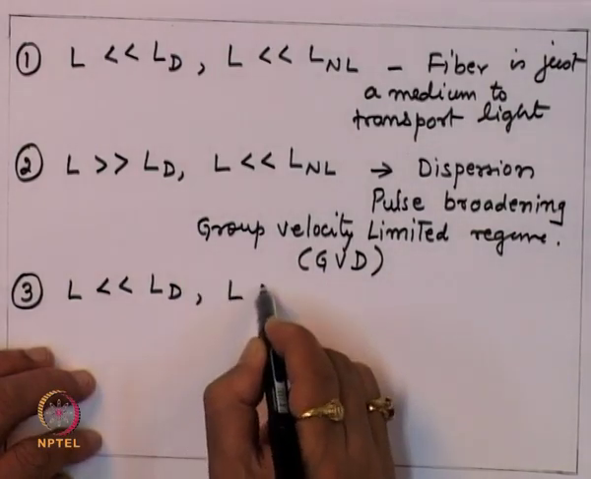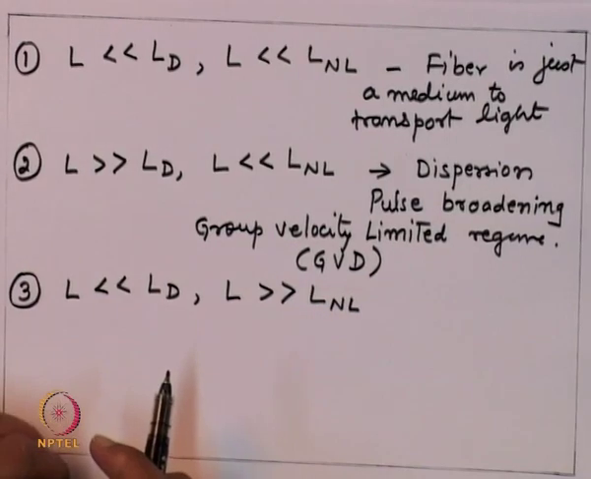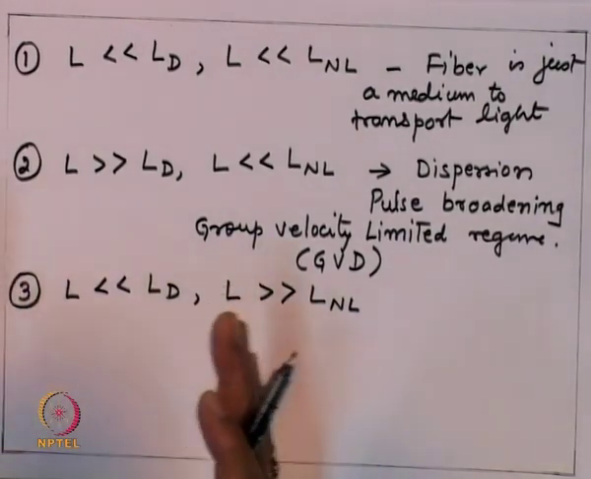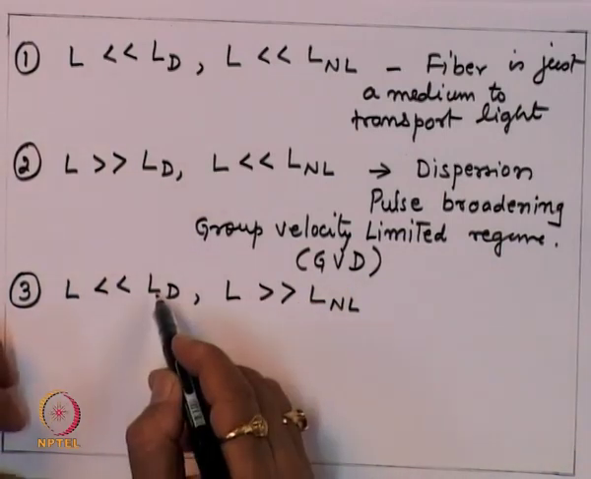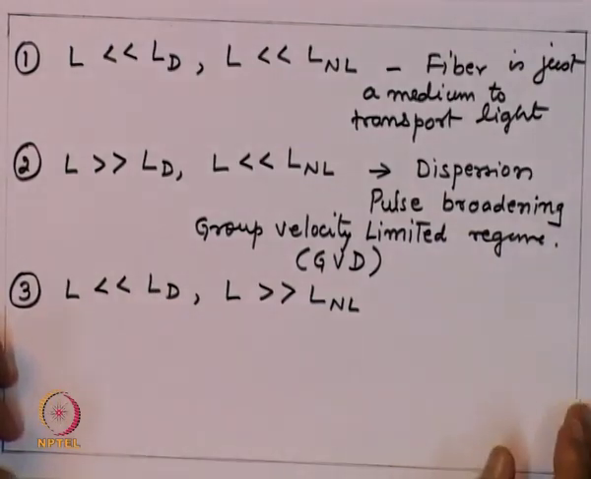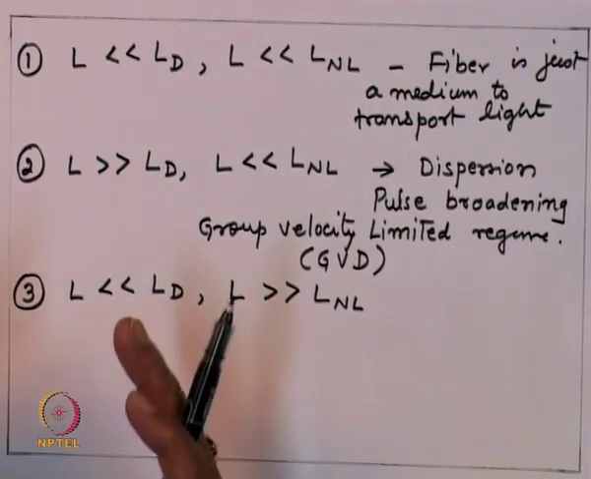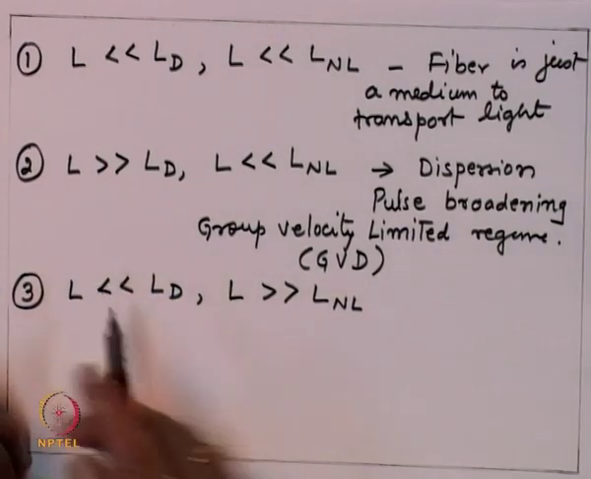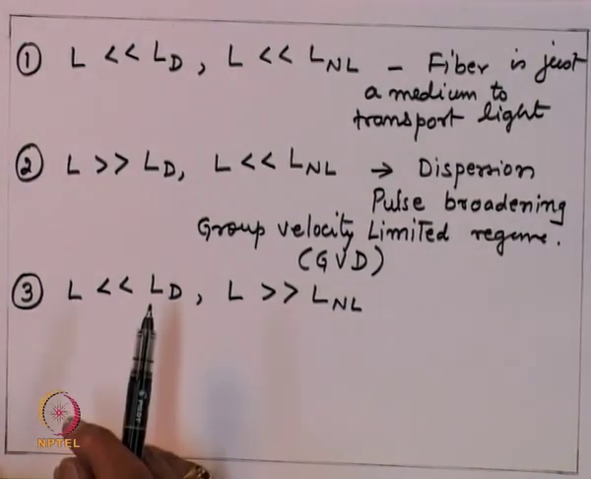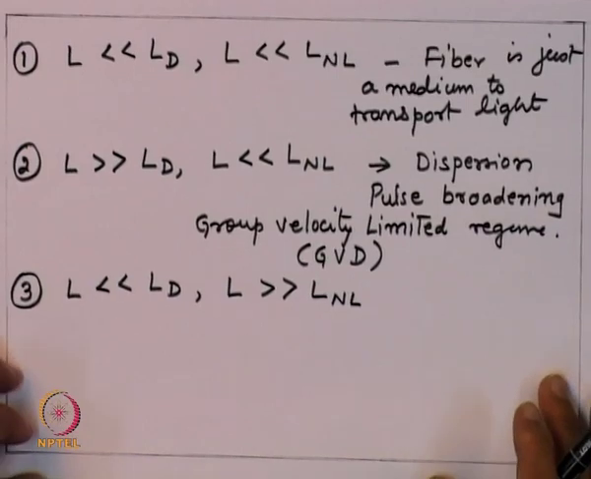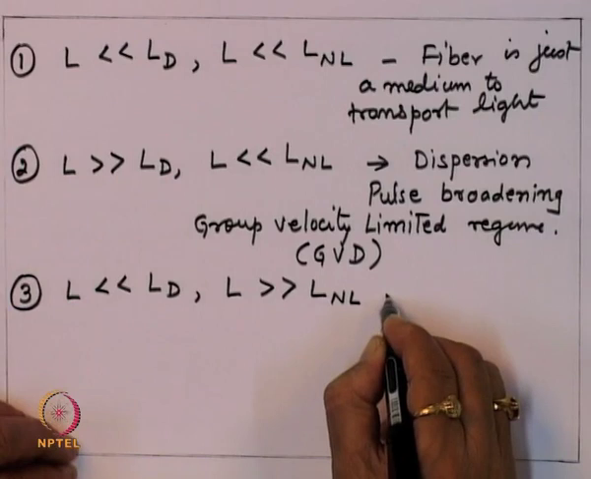The third possibility is that L is much smaller than L d, but L is much larger than L N L. When will that happen? That will happen if I consider a reasonably broad pulse, so that L d is large, where L d is proportional to T naught square, but the power in the optical pulse is large enough so that the nonlinear effects are really observable. When I do this, we see a situation called self phase modulation.